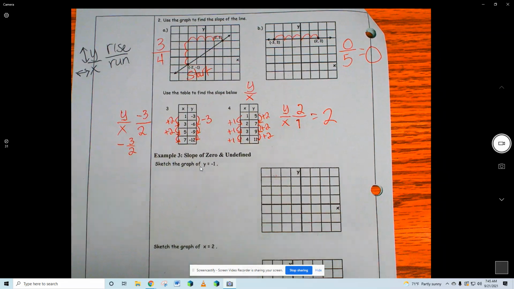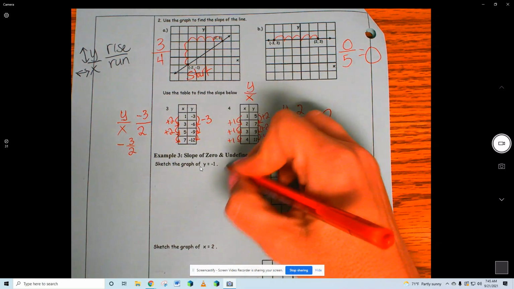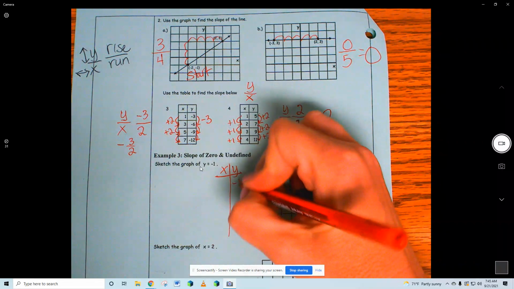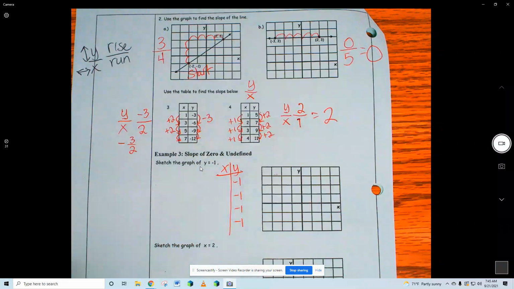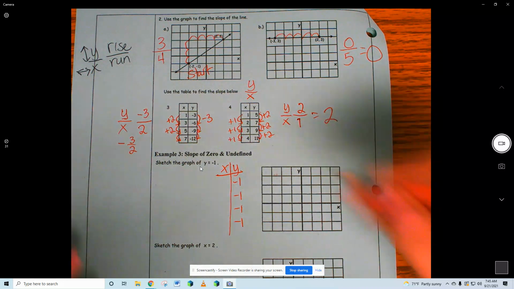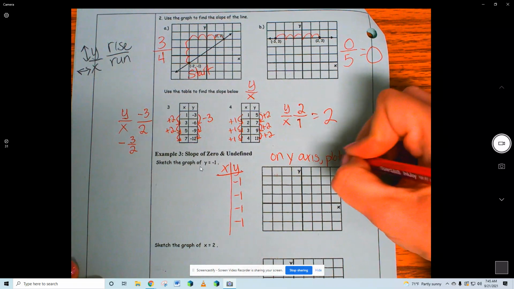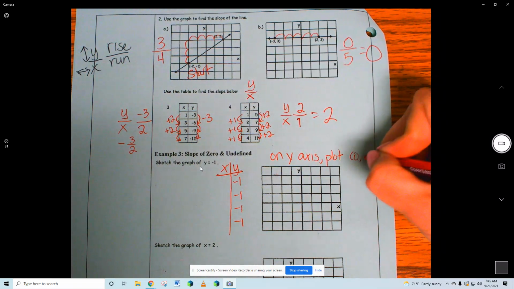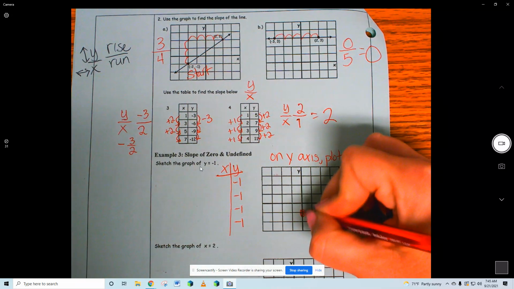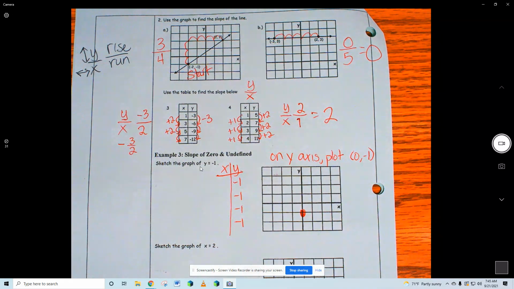All right. Example 3. Sketch the graph of y equals negative 1. That means that if I had a table of values, all my y's would be negative 1. I don't even care what the x's are. On the y-axis, plot 0, negative 1. There it is. And I have to make a line that would match up with all of my y values being negative 1.